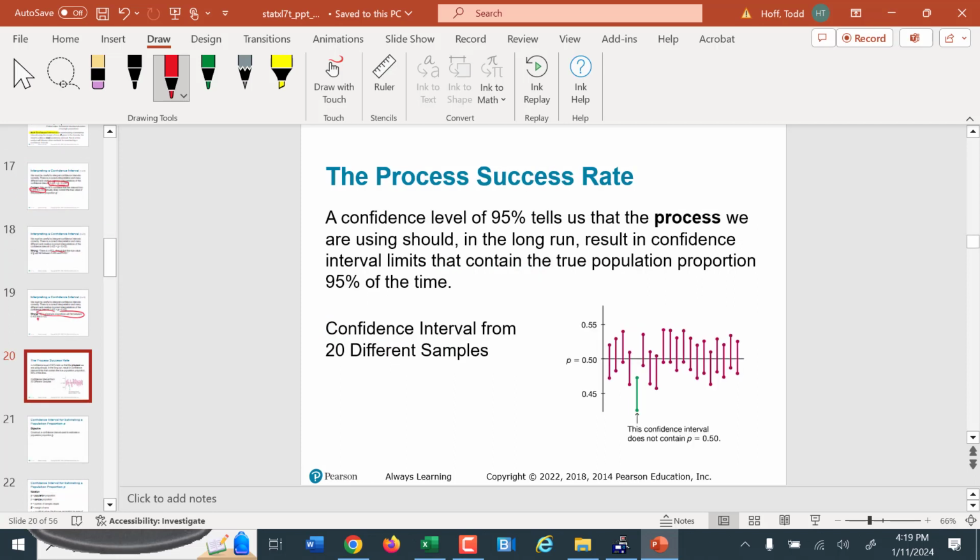And so this is just illustrating that if this is the true population proportion, we take our samples and we create those intervals, and we can see, in this case, there's one that doesn't contain it. The one in green, that interval does not contain the true population proportion. All the other intervals do. 95% of the intervals do contain that true population proportion.